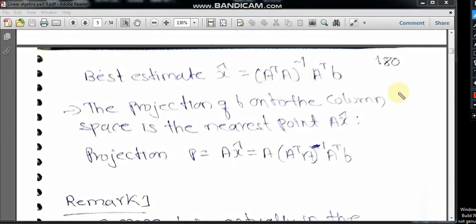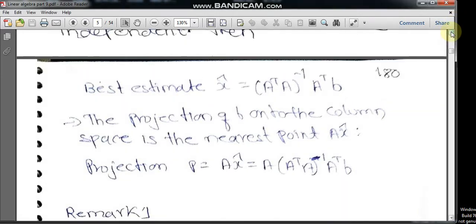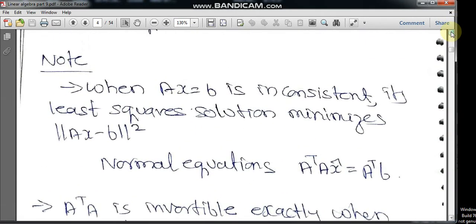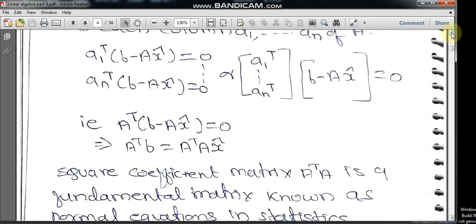In the previous equation, from this itself you can write the x values. What will x cap be from this equation? A transpose A, when they are invertible. So this can be written if this matrix is invertible, then x cap can be written in terms of the inverse of A transpose A, times A transpose B. So the same thing is written here.